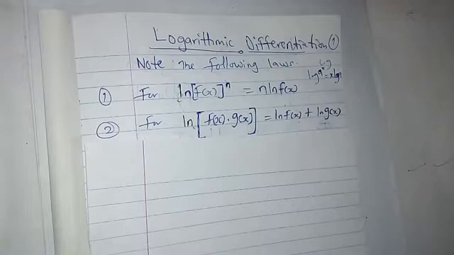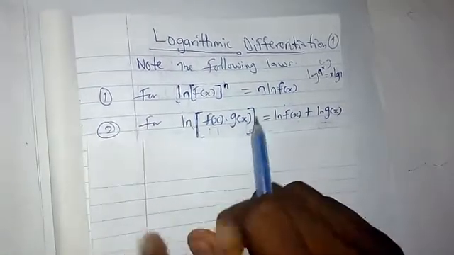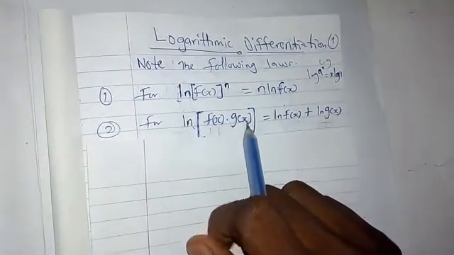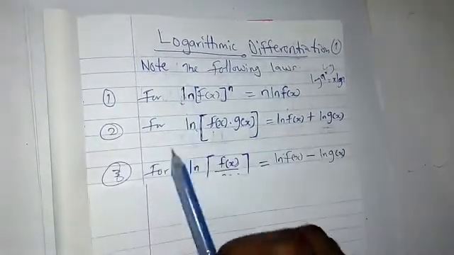to talk on logarithmic differentiation. That is when we are dealing with log differentiation, when we are given a function and it is in the form of log, that is, in the form of natural log, where we are to find the derivative. So here are some basic rules. We have 1 to 3 here.